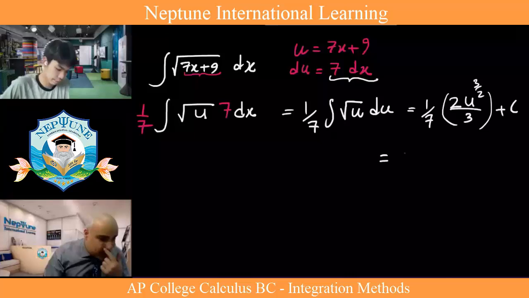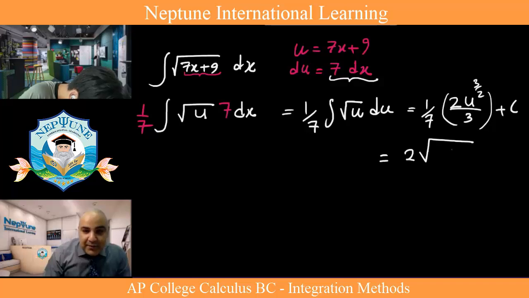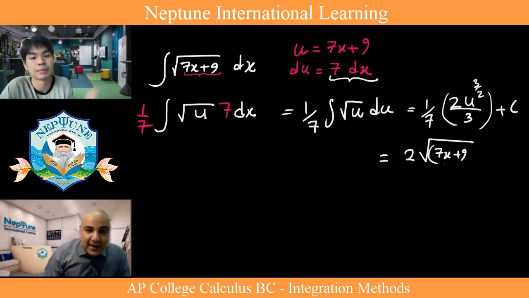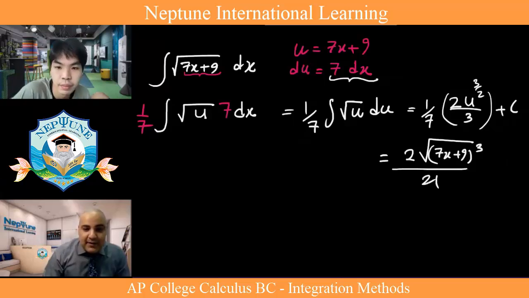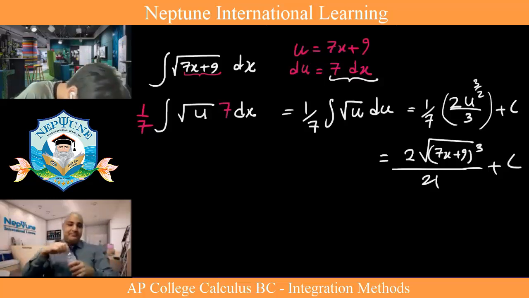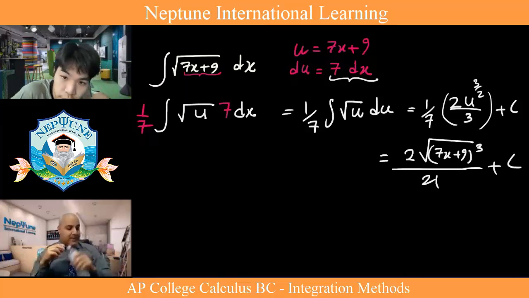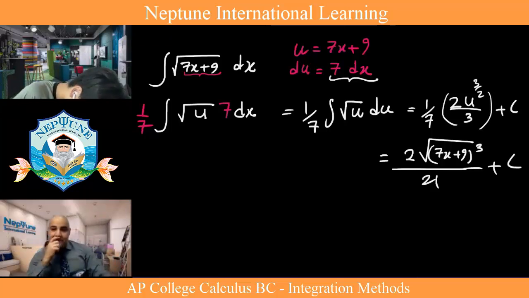So this one equals, at the end, 2, and then this is a root if I want to bring it back. U was 7x plus 9, but now to the power of 3, and then 7 times 3 is 21, then plus c. Done. Make sense? Oh, no, we don't need du. I'm done. I changed du because we integrated.